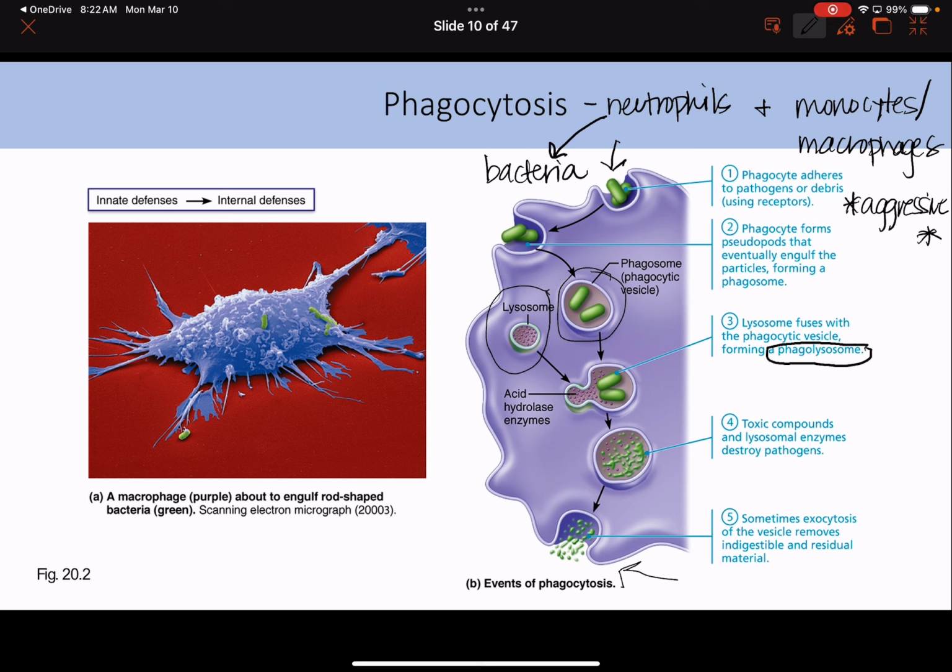Okay, and you can see here's a macrophage here. It can reach out its cytoplasmic extensions and grab things in its environment that don't belong, that it sees as an invader or something harmful.